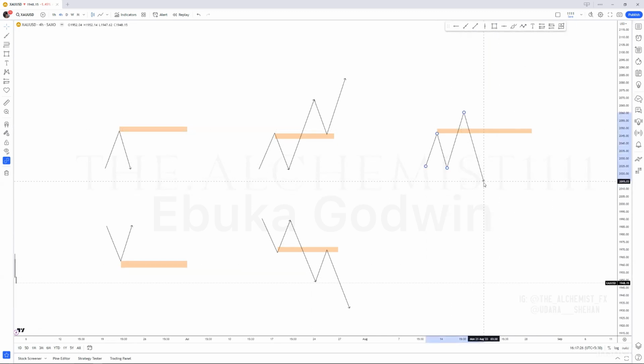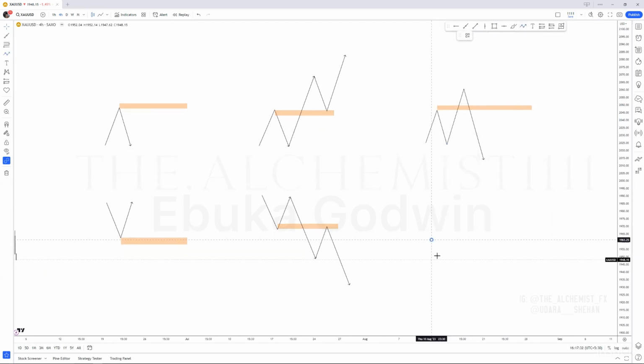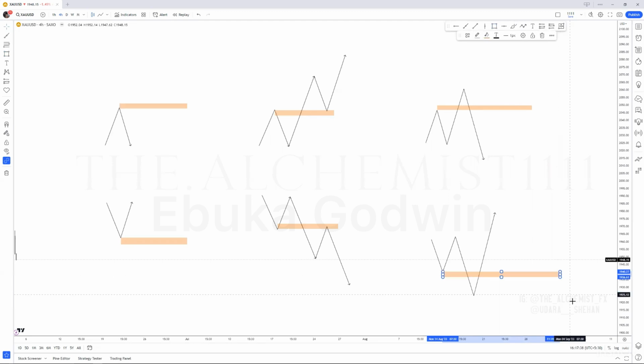Just simply call it a resistance, because that is also this A formation, right? That is also an A formation. And then same thing here. This is what we call a QML once again. Now it's just a support, right? This is just a support. We could expect moves like this.